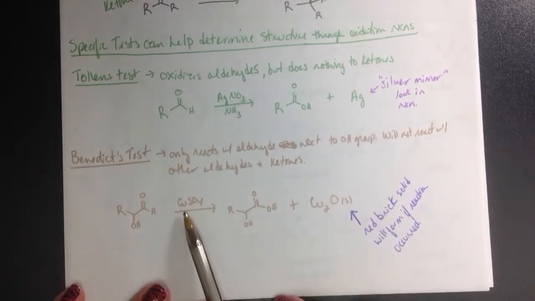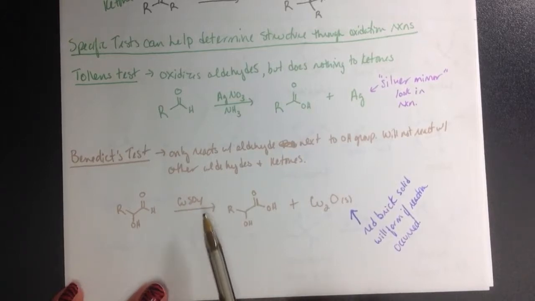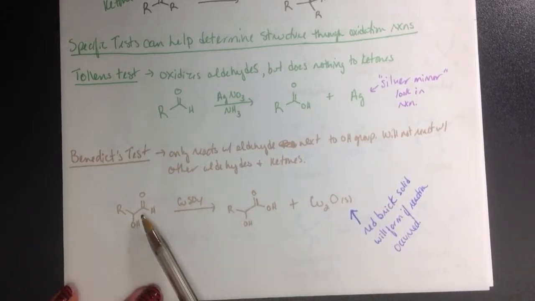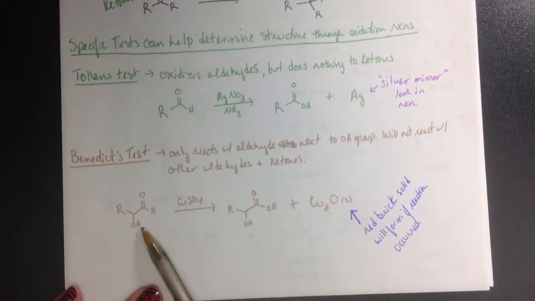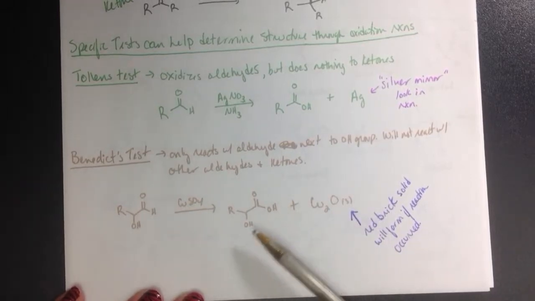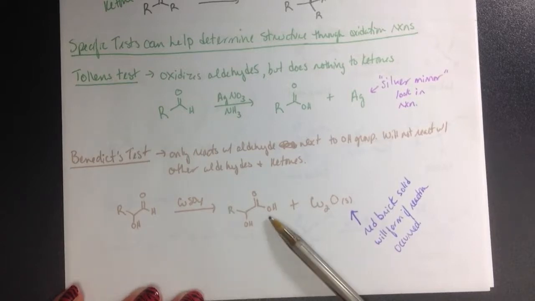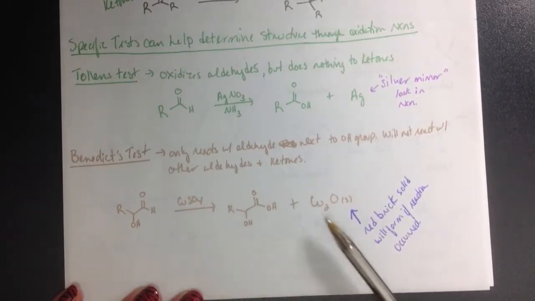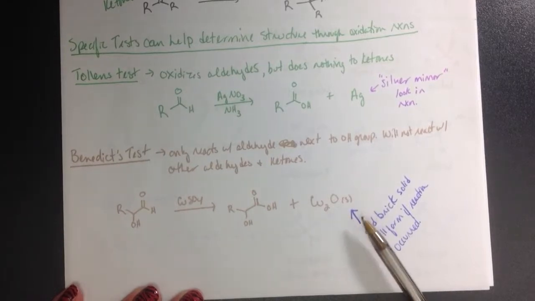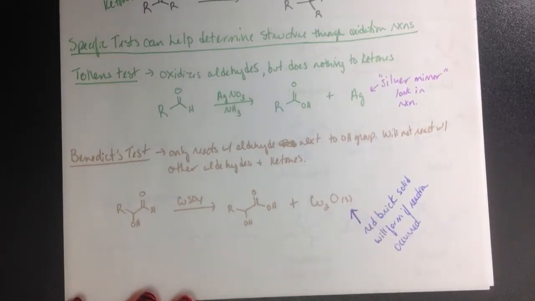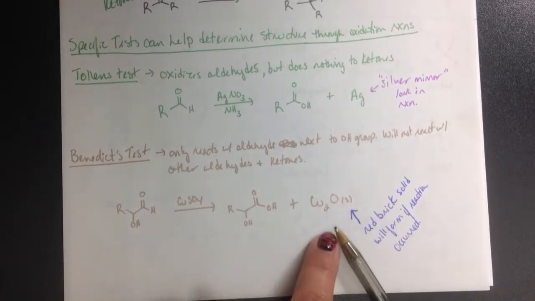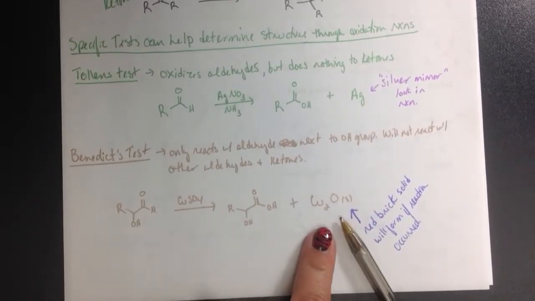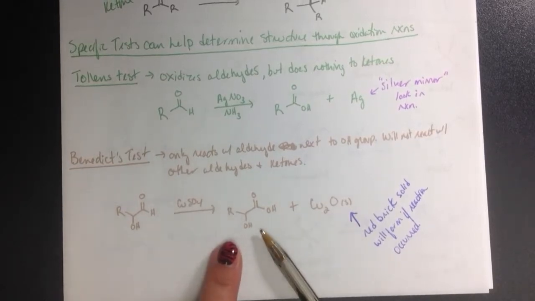Similarly, Benedict's test uses copper sulfate. Copper sulfate will react only when you have an aldehyde with an OH next door. So there's a hydroxy that's right next to the C-double-O bond. What that does is it gives you two OHs, here and here, and then the copper sulfate is turned to Cu2O. Now this is a solid. It looks like red brick. So that's how you can tell if this has taken place. If you get this with a red brick color to it, that has taken place.